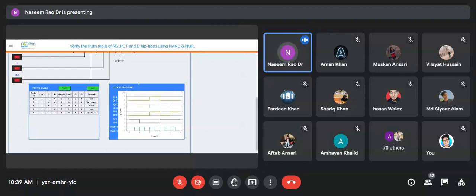ठीक है बेटा, समझ आया सबको? Yes, sir. कोई प्रॉब्लम?